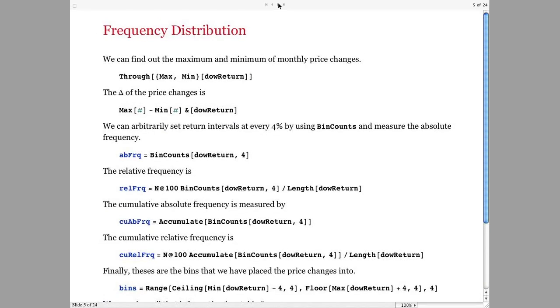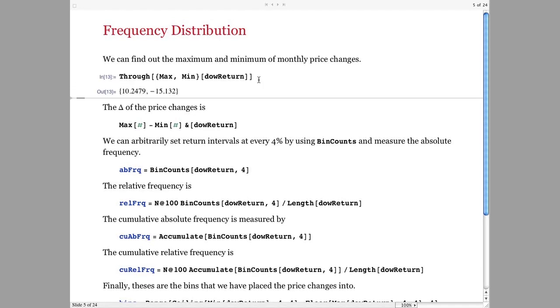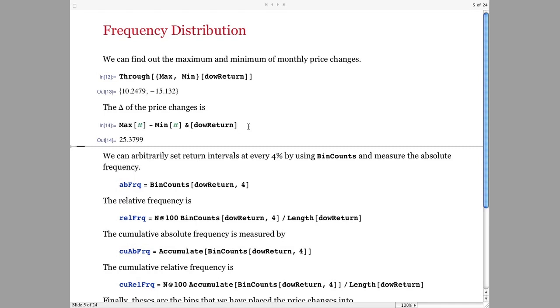We can find out the maximum and minimum of monthly price changes and the delta of the price changes. Let's arbitrarily set the return intervals at every 4%.